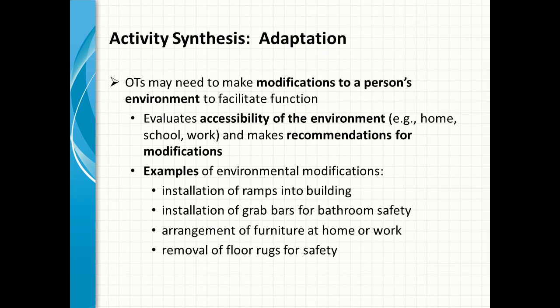Here's a little bit more on adaptation. OTs may need to make modifications to a person's environment to facilitate function. This process begins with the OT evaluating the accessibility of the environment. For example, the home, school, work, and then the OT may make recommendations for modifications. Examples of environmental modifications include the installation of ramps into a building, such as I mentioned in class, oftentimes when a person leaves a hospital or they leave short-term care at a skilled nursing facility and they return home, they may need a ramp so that if they're in a wheelchair, they can access their homes. Another example would be the installation of grab bars for bathroom safety, arrangement of furniture at home or work, or removal of floor rugs for safety.